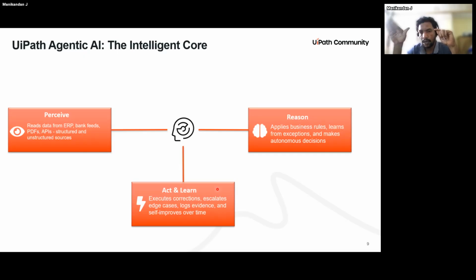During that time you don't want Action Center in place. Let's say, imagine after 1 year all your problems have been trained by the agent, then you don't want any human in the loop. Automatically it will go and complete the account reconciliation process.